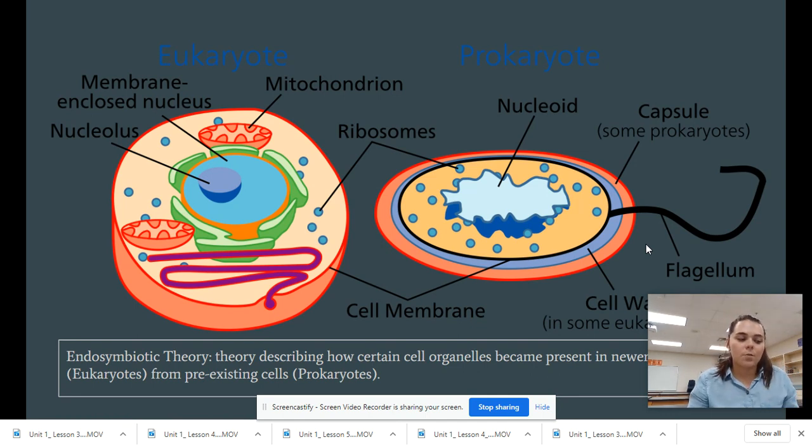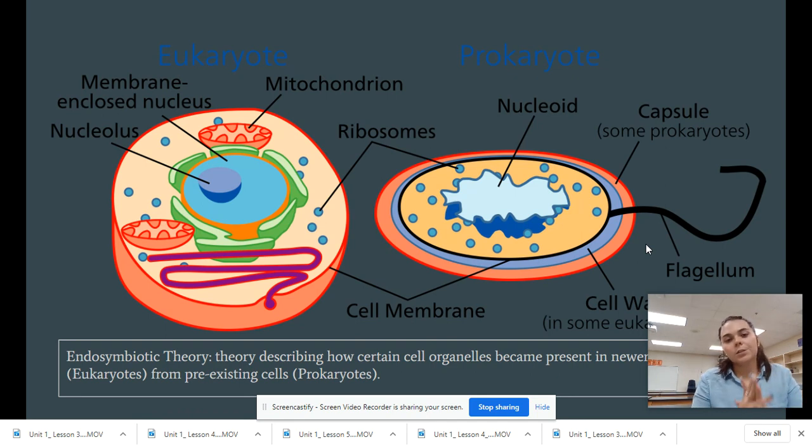So our main takeaways from this is that a prokaryote is very simple. It does not contain membrane-bound organelles, and it does not contain a nucleus. Okay, so a few examples of a prokaryote cell are going to be bacteria and archaea. Eukaryote cells, like we talked about, are much more complex. So they do have a nucleus. They do have membrane-bound organelles. And our examples of these would be things like plants, animals, fungi, and protists.